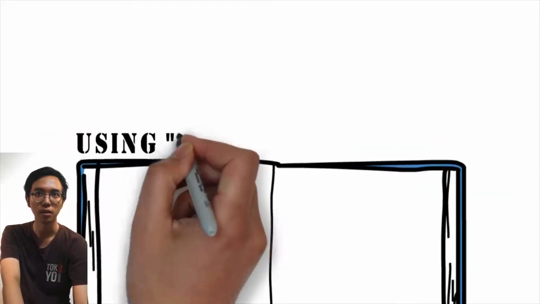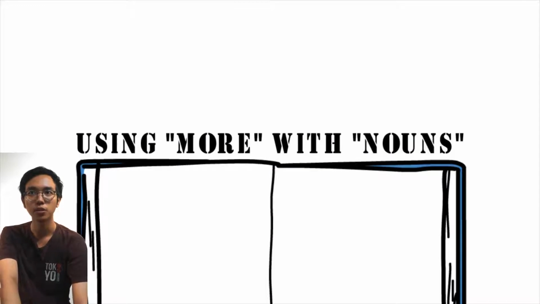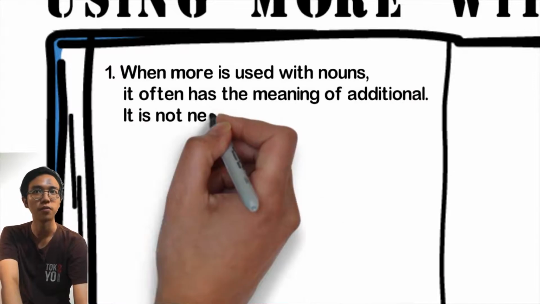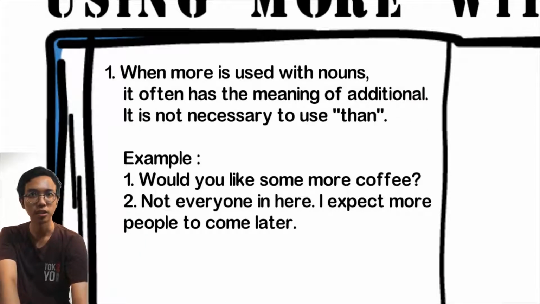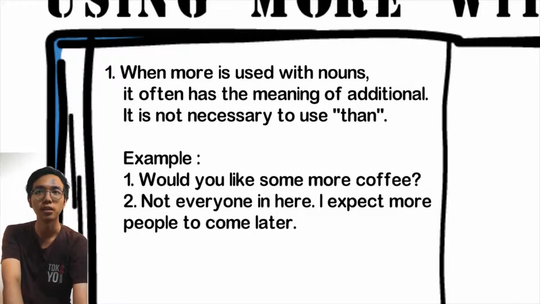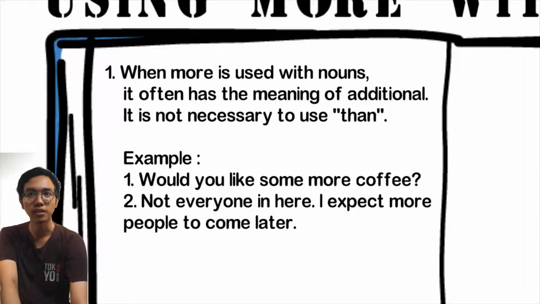Next, using more with nouns. First, when more is used with nouns, it often has the meaning of additional. It is not necessary to use than. Example, would you like some more coffee? And then second, not everyone is here. I expect more people to come later.